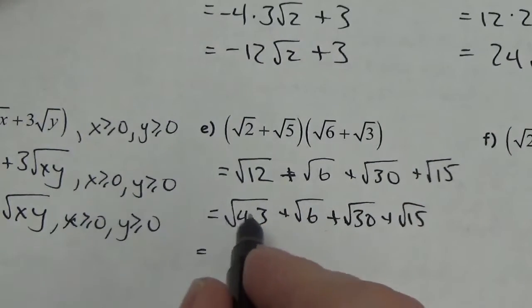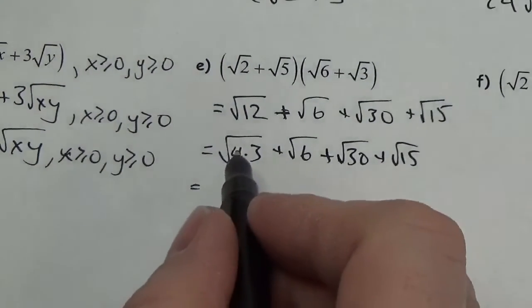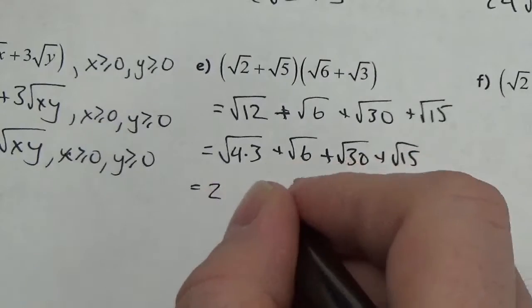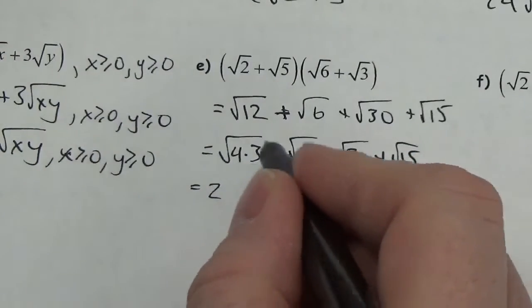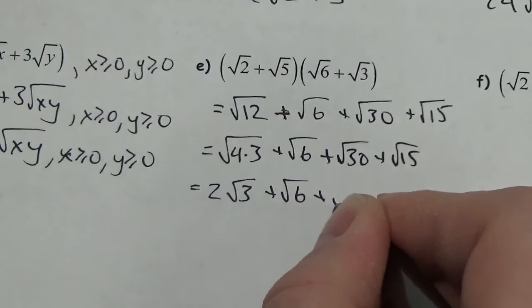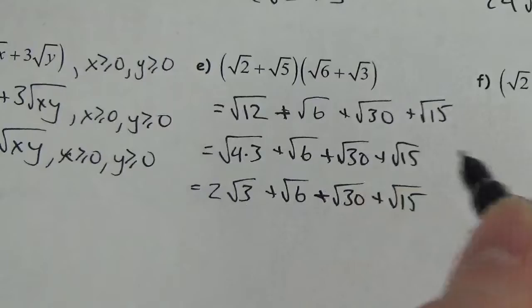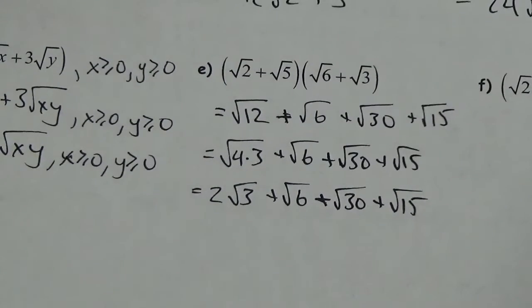I'm going to try to do this a little faster. I've been doing it fairly slowly the last few questions, but I know I could take a 2 out from that root 4, which leaves a root 3 left over. So 2 root 3 plus root 6 plus root 30 plus root 15. That's as good as it's going to get.